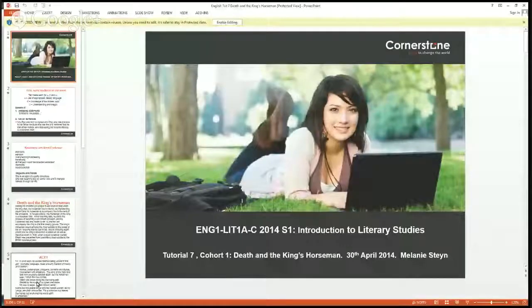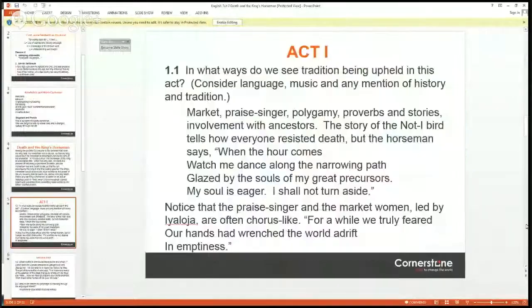Right. Let's look at Act 1. As you know, in the study guide, there are questions, and we're going to use those questions as our guide through the play, and we're going to answer them today. The first question for Act 1 is, in what ways do we see tradition being upheld in this act? And I've asked you to consider language, music, and any mention of history and tradition.